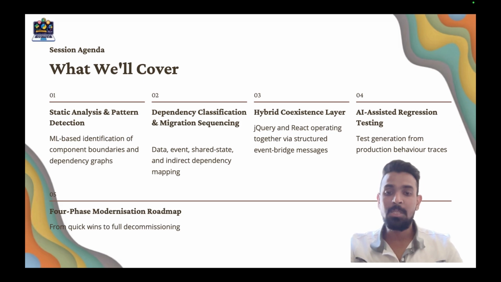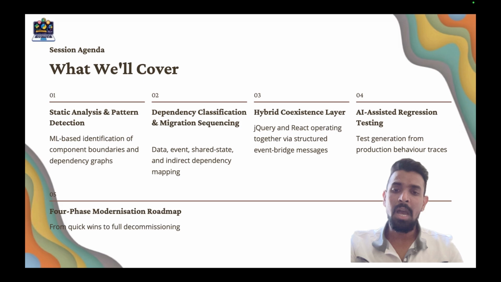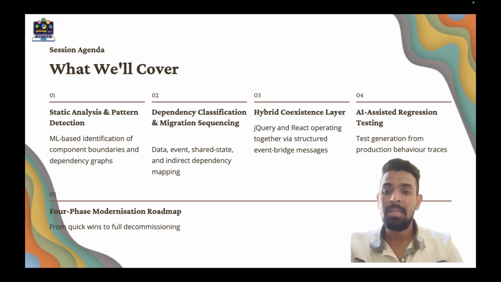After that, we'll explore how AI-generated regression testing helps preserve application behavior during modernization. Finally, we'll bring everything together through a practical four-phase modernization roadmap that organizations can follow to reduce risk and deliver value incrementally. By the end of this session, you'll have a structured framework for modernizing legacy applications using AI while maintaining engineering governance. Now that we have outlined the roadmap, let's look at the core philosophy behind the entire approach.